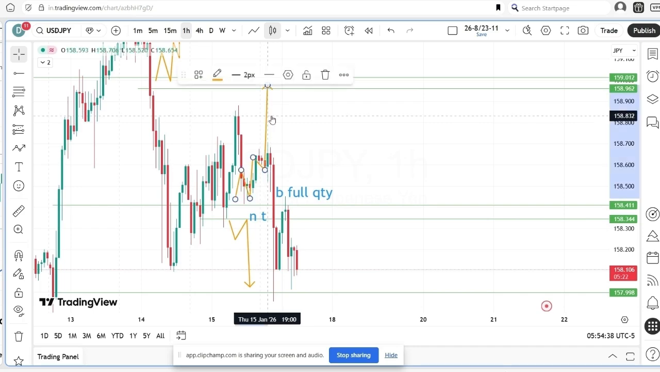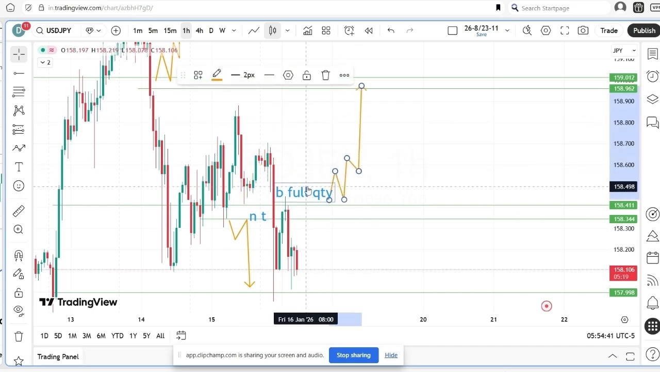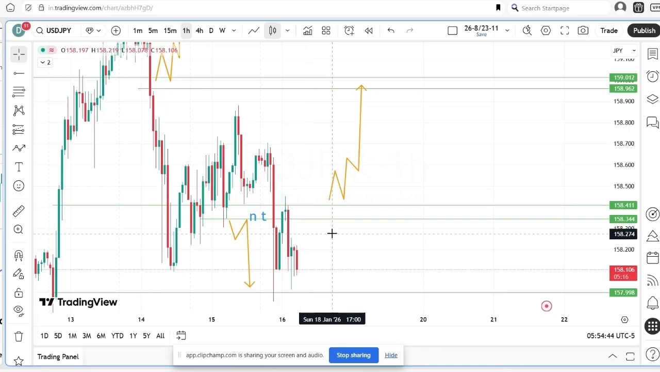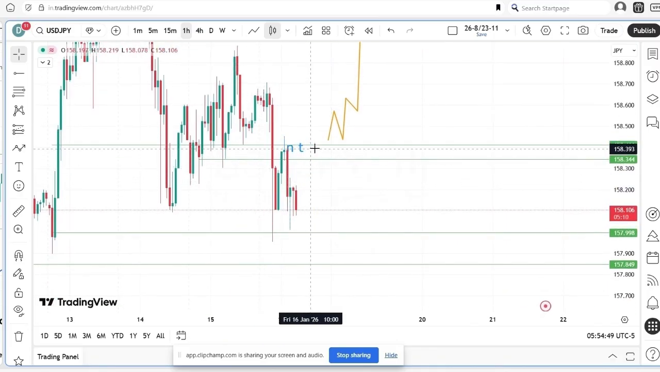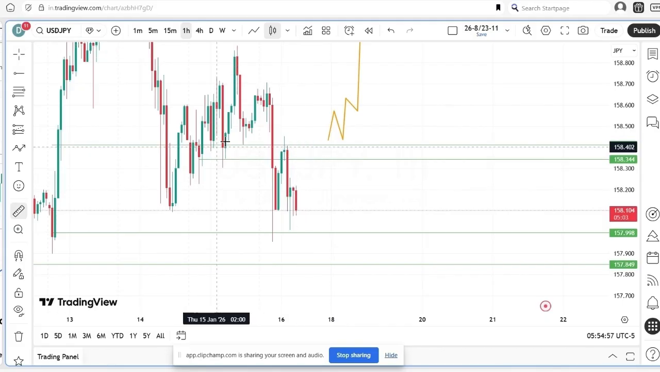As discussed earlier in our previous video, above this level we have to look for buying opportunities with full quantity, but no such scenario appeared. Below this level we have to look for shorting opportunities, and we got one also. This whole small zone was a no trade zone, and it will still remain a no trade zone. Below this level we have to look for shorting opportunities, and we got one.